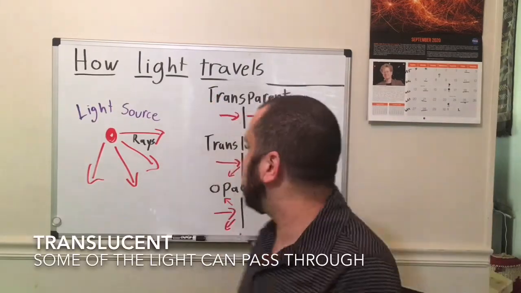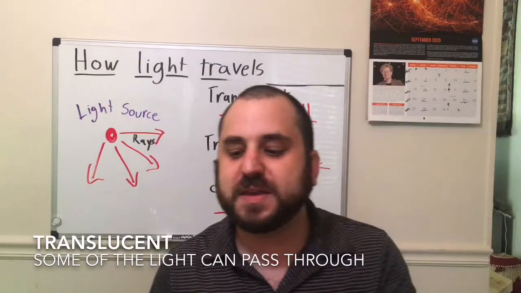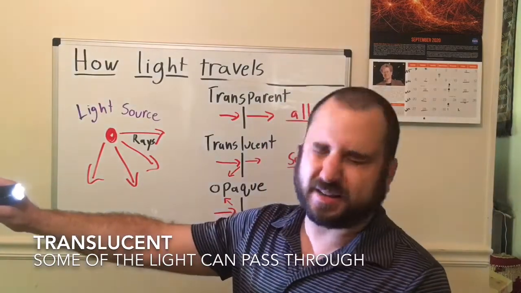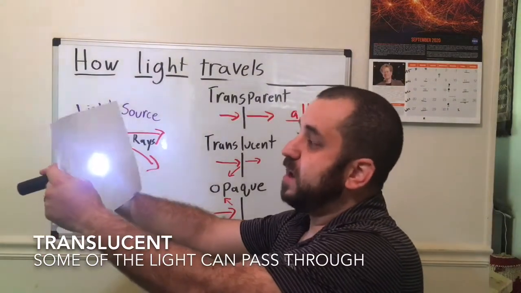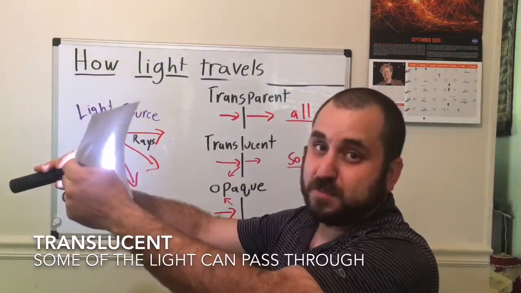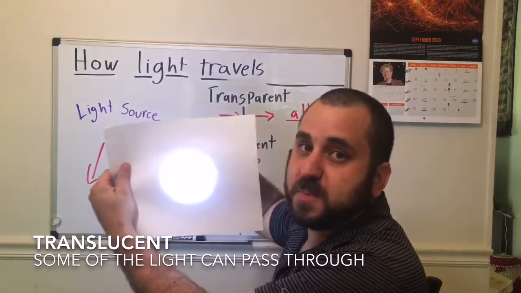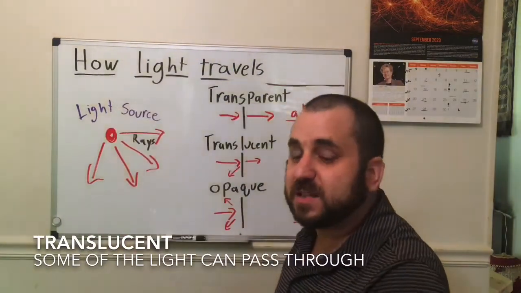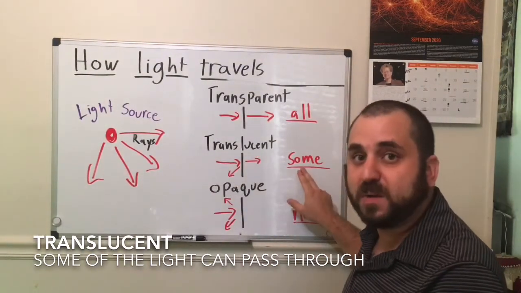Next up, we have things that are translucent. Translucent things will let some of the light through. So if something is translucent, think of it as blocking a lot of the light but still letting some through. I have my flashlight, now I'm gonna put a piece of paper in front of it. Okay? Now, it made the light a lot dimmer. It blocked a lot of the light, but it did not block all of the light. As you can see on my piece of paper, you can still see some of the light coming through. That means that this piece of paper is translucent. Translucent means some of the light can get through.